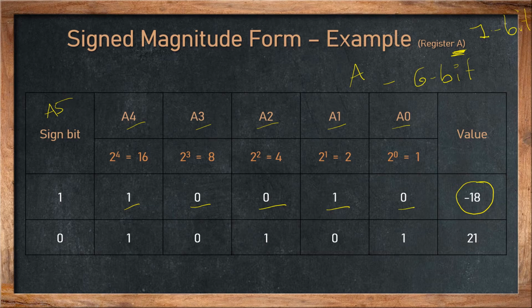Here we have the negative 18. So my sign bit is the 1. Keep in mind that this is my sign bit. It is a very important thing. This is the sign bit, right? Okay, so this is about storing the negative numbers.